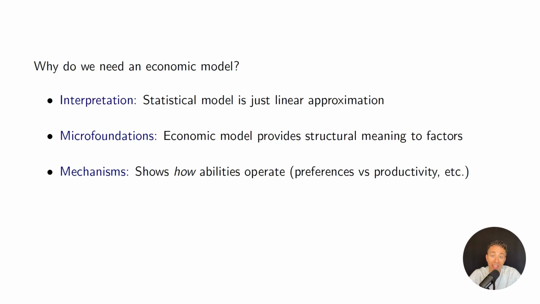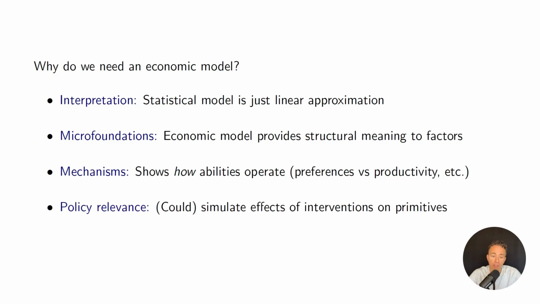They're also showing mechanisms. So are these operating in terms of preferences or productivity? We need an economic model to appreciate that. And then for policy relevance, they could simulate the effects of some intervention on the primitives of the model. They don't actually do that in this paper, but they're sort of laying the groundwork for how to do that. And then in later papers, they end up indeed doing that.